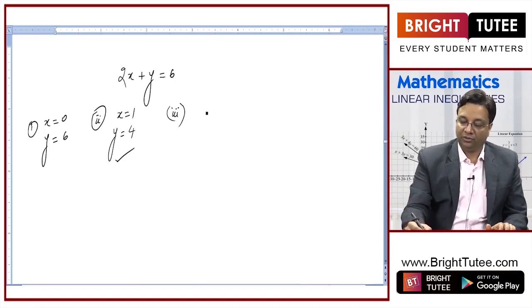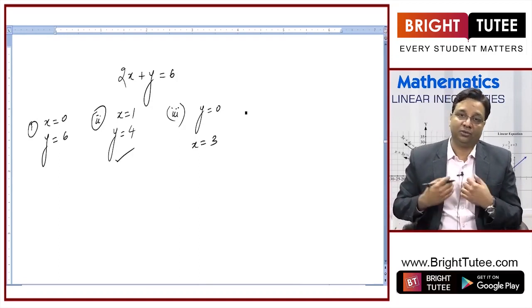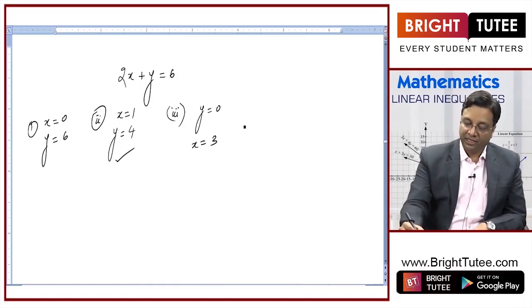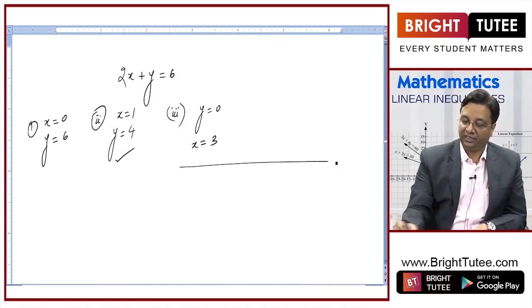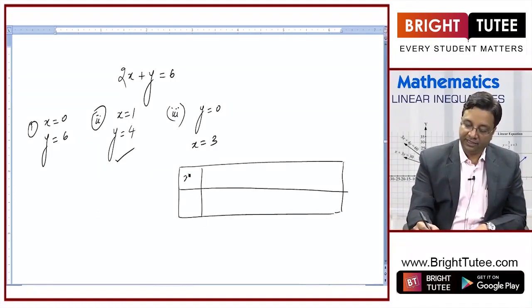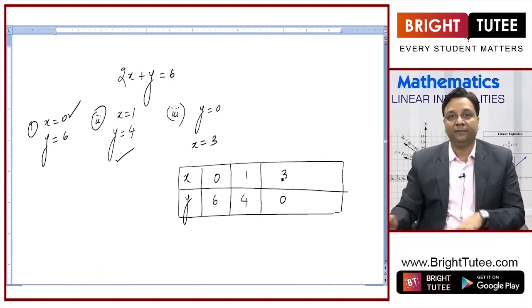I can find one more solution like this. If I put y equal to 0, x will be equal to 3, and I can keep on finding these solutions, as I know that this linear equation in two variables has an infinite number of solutions. If I write this in tabular form, I can write it like this. Let us write x here and the corresponding y here. If I put x equal to 0, the corresponding value of y will be 6. If I put x equal to 1, the corresponding value of y will be 4. If I put y equal to 0, the corresponding value of x will be 3.